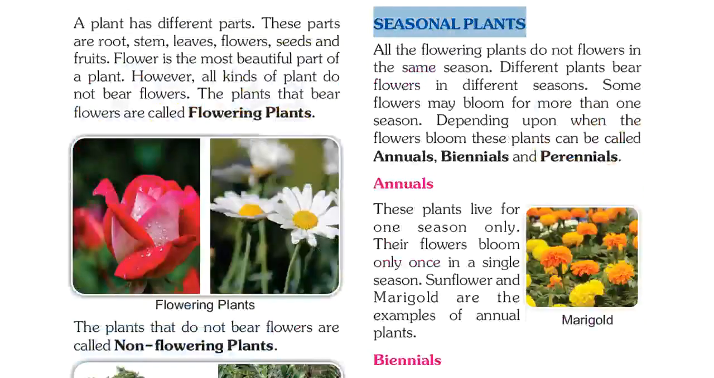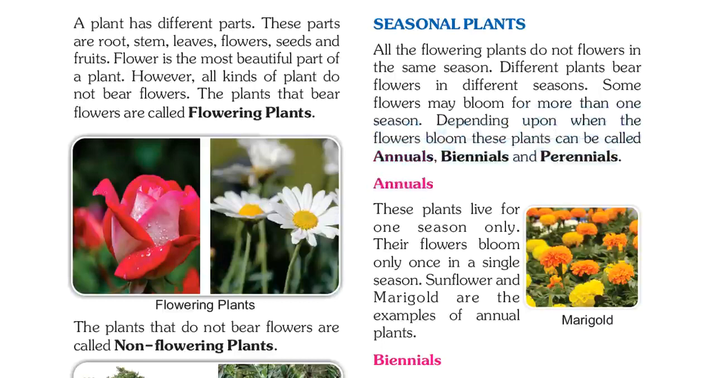Seasonal plants. All the flowering plants do not flower in the same season. Different plants bear flowers in different seasons. Some flowers may bloom for more than one season. Depending upon when the flowers bloom, these plants can be called annuals, biennials and perennials.